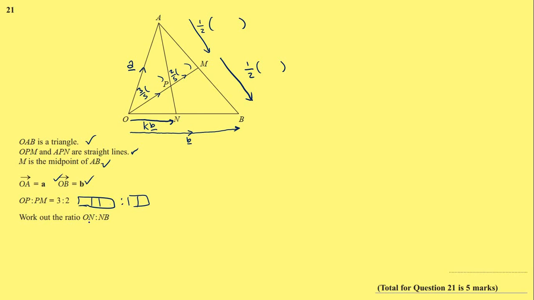So we're going to work out the ratio from O to N to B, and the way that I'm going to do it is I'm going to work with O to N mainly. Now, O to N directly is equal to K of B. Okay? We're also going to try to figure out some other way to get from O to N.